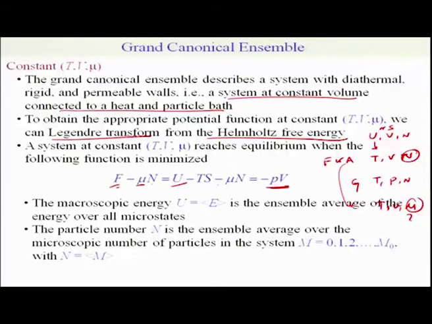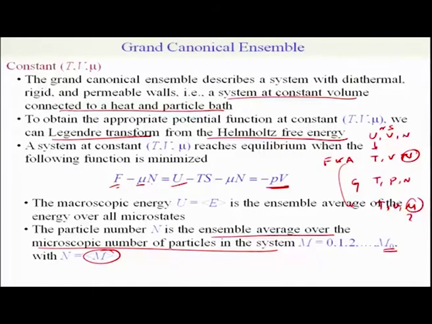So, we have to worry about that as well. What kind of constraints are we going to put? Let us assume that we put u as the average E, and the particle number n is the ensemble average over the microscopic number of particles in the system, which can vary from 0 to m0, which is arbitrary, because m0 could be extremely large. So, n is nothing but the average of n.